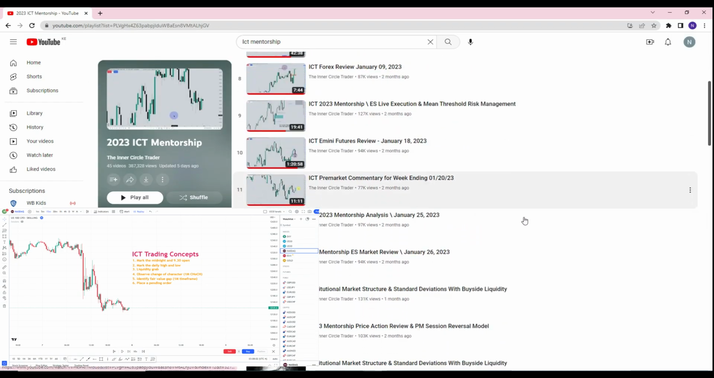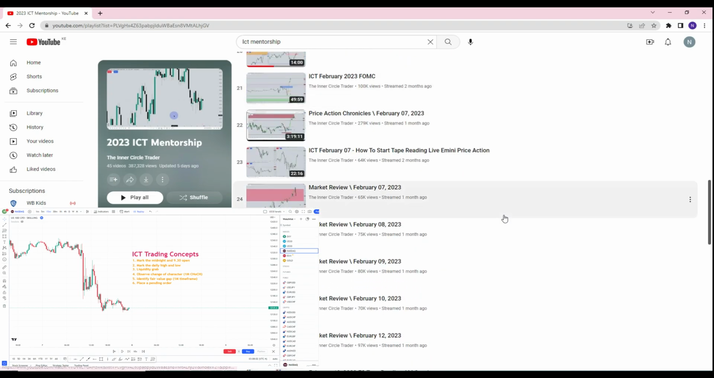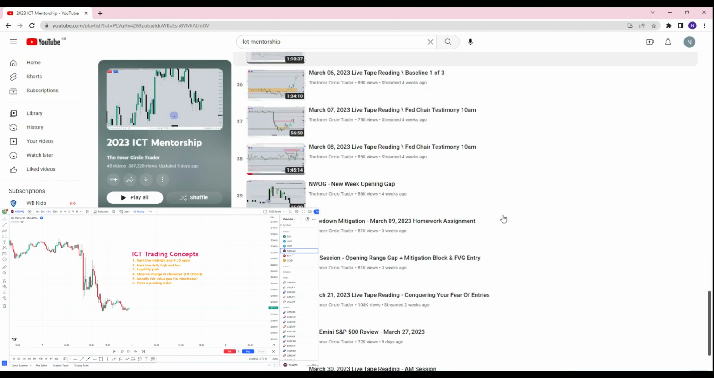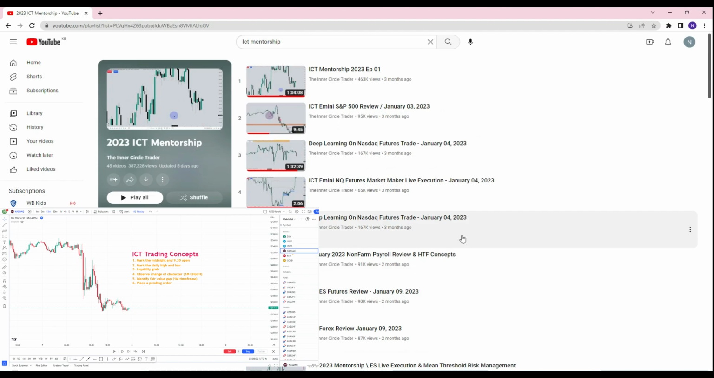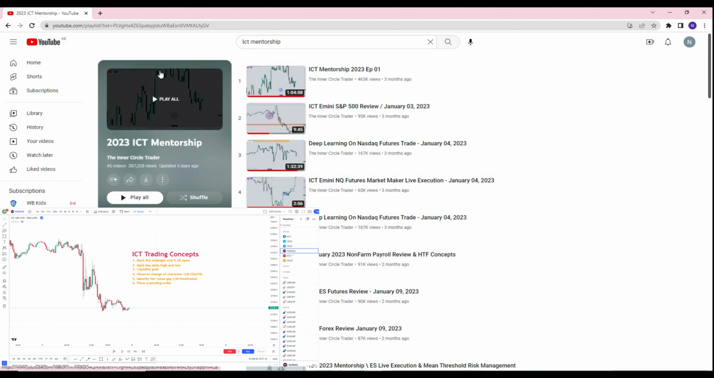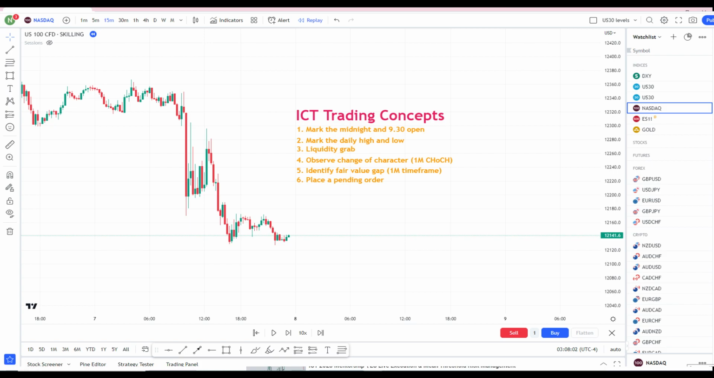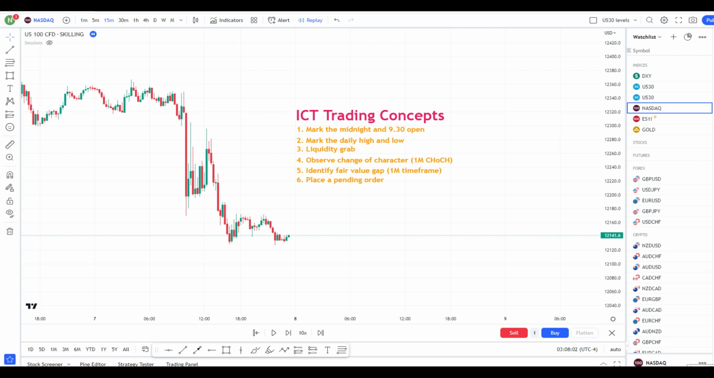First, you mark the midnight and 9:30 open. Secondly, you mark the daily high and daily low. Third, you check the liquidity grab in either of the daily highs or daily low. The next step is to observe change of character. You will use 1 minute or 5 minutes, whichever, but use the lowest time frame possible. And then you identify the fair value gap using 1 minute time frame as well, because you can use any other time frame, but the lowest time frame possible is okay. And finally, you place a pending order as the last step, either buy or sell depending on the liquidity and the direction of the market.